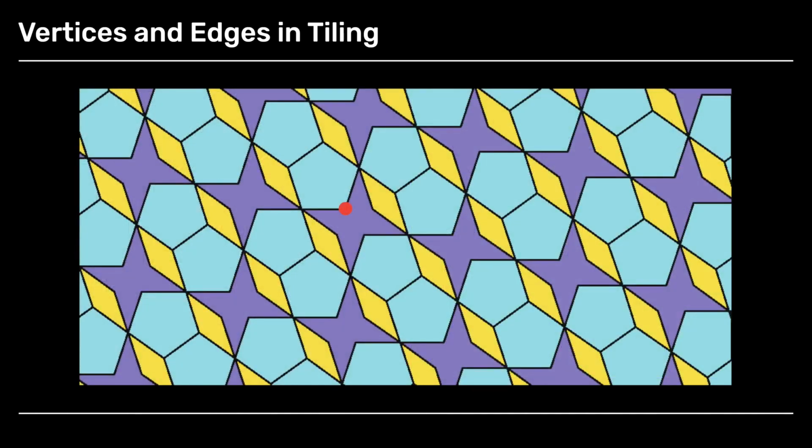Now we have to be a little careful with this because if we have polygonal tiles, those polygons can have corners that are not vertices. So in this example that you see right here, notice that red dot. That is a corner of the purple tile and a corner of the blue tile that meet there, but it is not a vertex because it does not have 3 tiles meeting at that particular point.